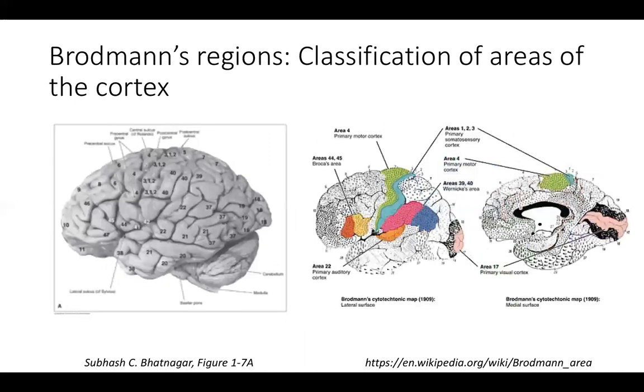Another common division of the brain is Brodmann regions. This classification of areas of the cortex was originally defined and numbered by the German anatomist Korbinian Brodmann, and he based it on the cytoarchitectural organization of the neurons. He looked at the cerebral cortex and used a method called the Nissl method to stain the cells that made up the cortex, and divided up the regions that had similar types of neurons.